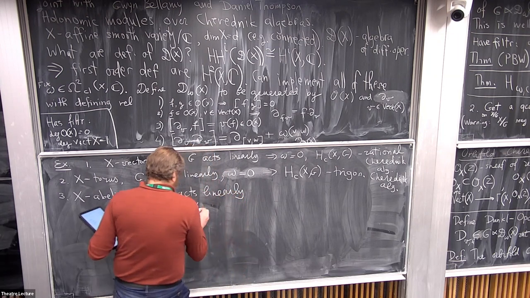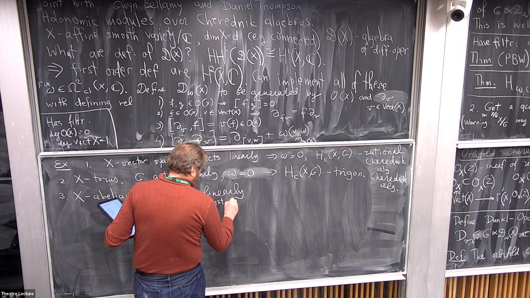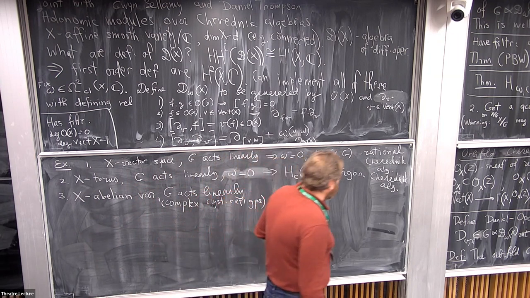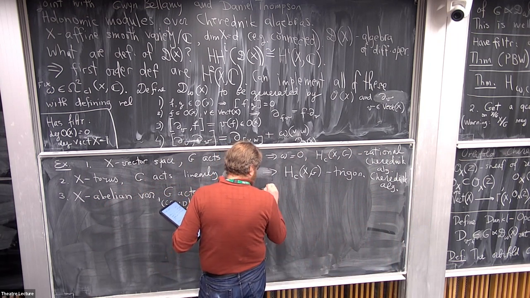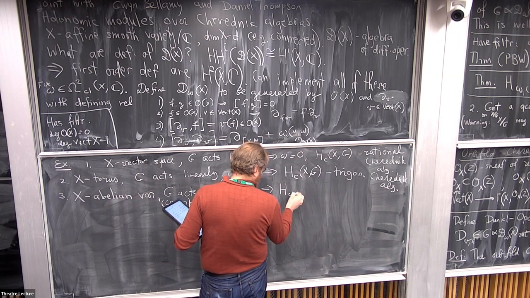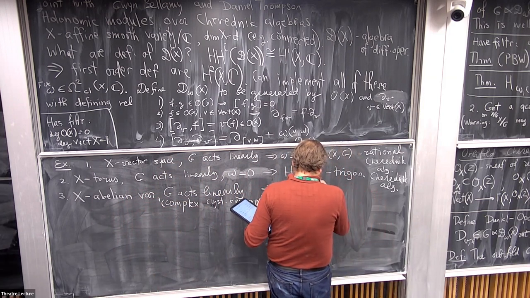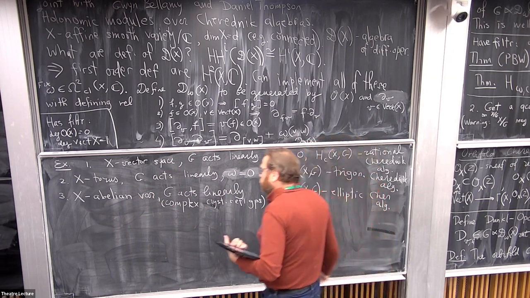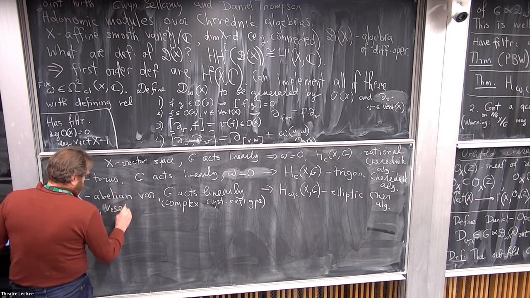And so, if this is generated by its reflections, it will be a complex crystallographic reflection group. As in Popov? Yes. And G acts linearly. In this case, it is reasonable to put omega because we're going to have, in interesting cases, some invariants. This is what is called the elliptic Cherednik algebra. And this is discussed in a number of papers, in particular in my paper with Felder, Sasha Veselov, and Mark.